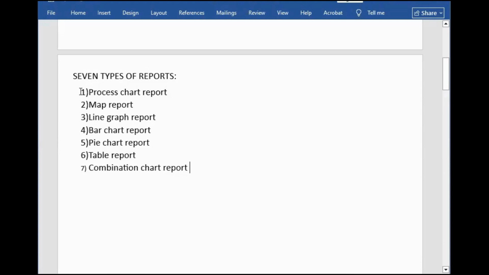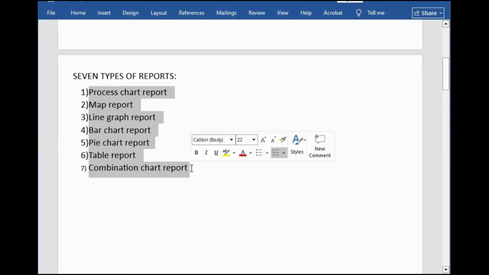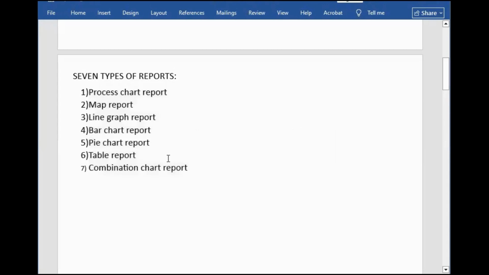Somebody says, will they bring everything out? No, it's not possible. They can only give you one. So it's either they give you process charts to write on, or they give you a map, or they give you a line graph, or they give you a bar chart, or they give you a pie chart, or they give you a table, or they give you something we call combination chart.